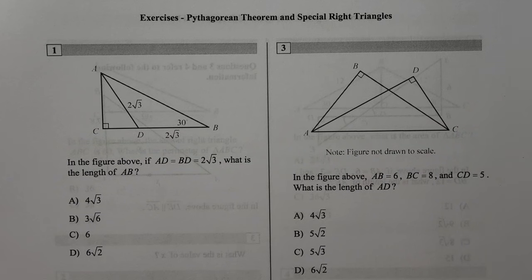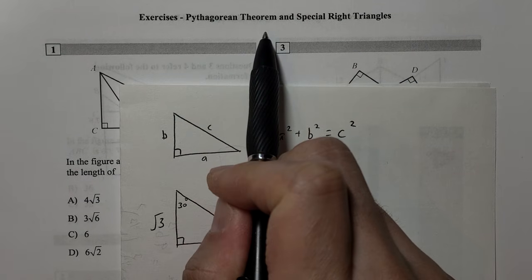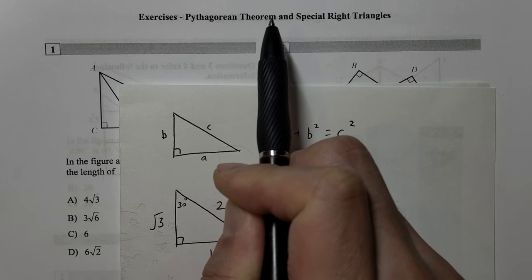The problem set for this video is on Pythagorean theorem and special right triangles. So I'll quickly recap on those topics and then we'll do these 4 problems on this page, okay? So the Pythagorean theorem only works on right triangles. That's really important, okay?